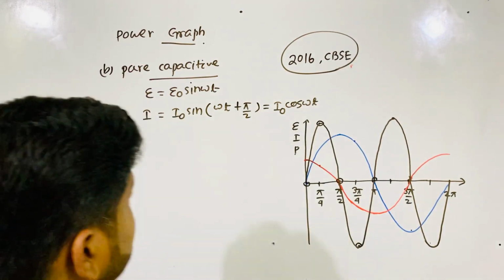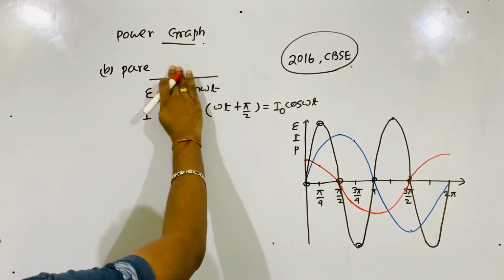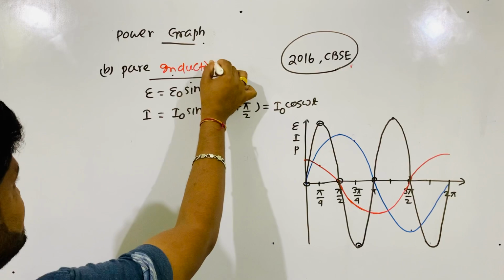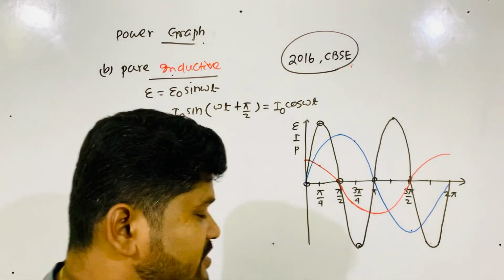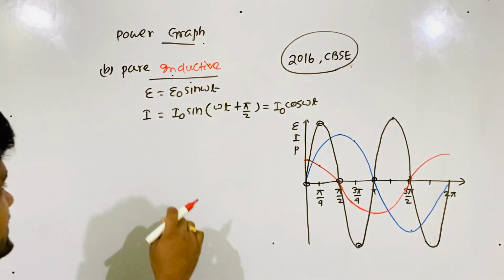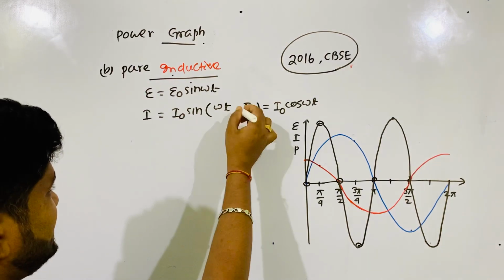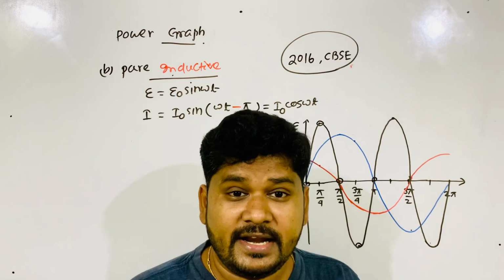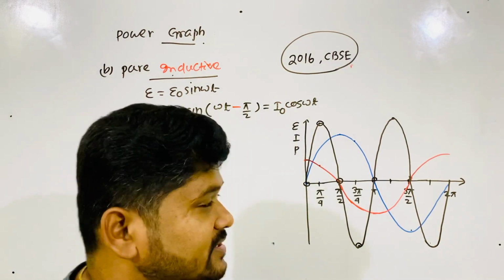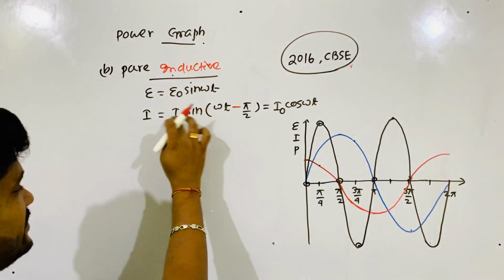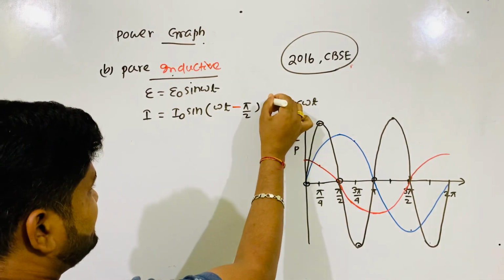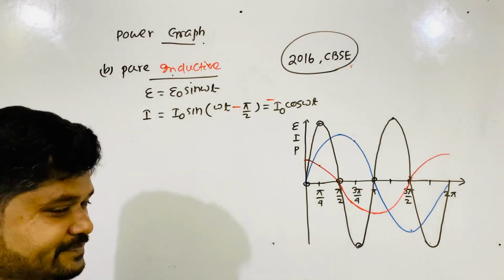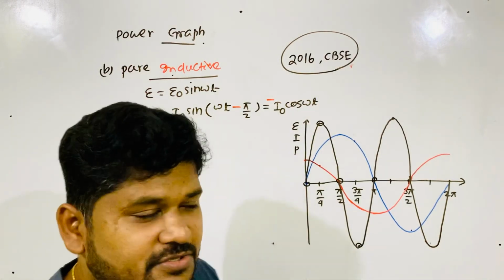Now we'll come to the pure inductive circuit. As we have now done the capacitive circuit, the pure inductive is also very easy. So this is omega t minus pi by 2, because it's an inductor, so current lags. If I take one minus sign outside, then this will be pi by 2 minus omega t, cos omega t. So minus I naught cos omega t.